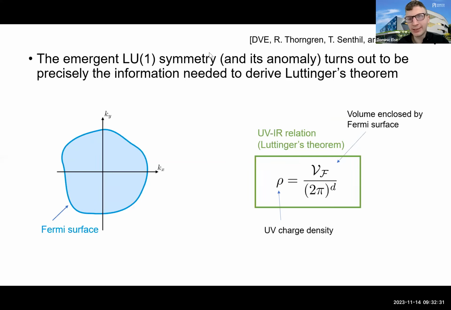So any system, even if it's strongly coupled beyond Fermi liquid theory, as long as it has this emergent symmetry and anomaly, you can derive Luttinger's theorem from that. So Luttinger's theorem, remember, is this relationship between the UV charge density and the volume enclosed by the Fermi surface. And the fact that you have a Fermi surface is kind of encoded in the fact that you have this emergent LU(1) symmetry. And so again, this is what allows the system to be compatible with non-zero charge density, because generally the Fermi surface volume will be non-zero. So therefore, the UV charge density will be non-zero.